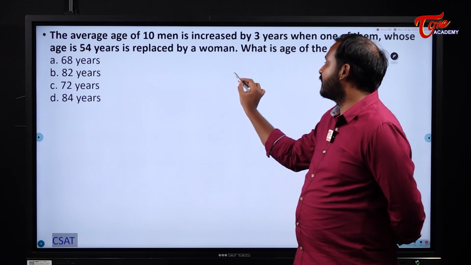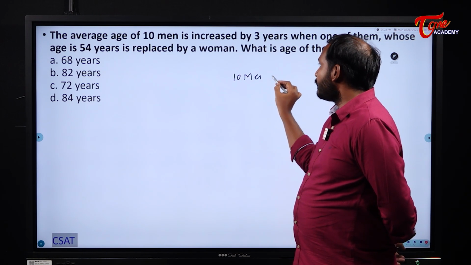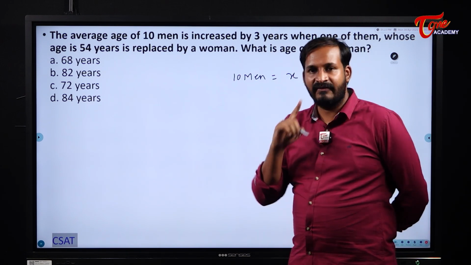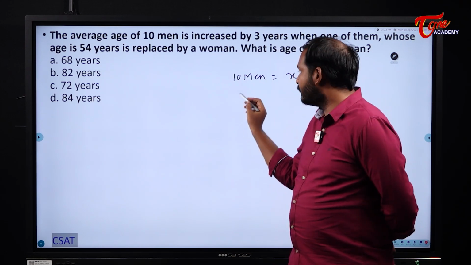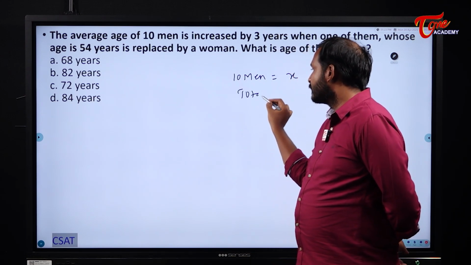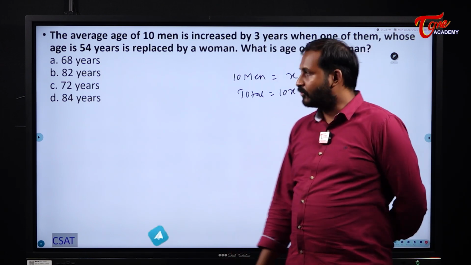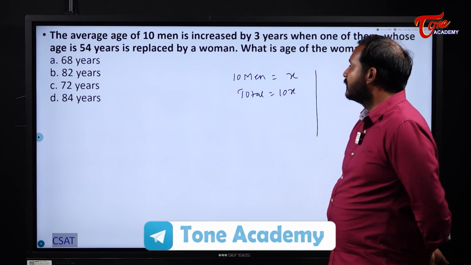Now, the average age of 10 men is increased by 3 years. Let us assume that the 10 men's average age is x. Then what will be the total of them? The total will become 10x. Put that aside.